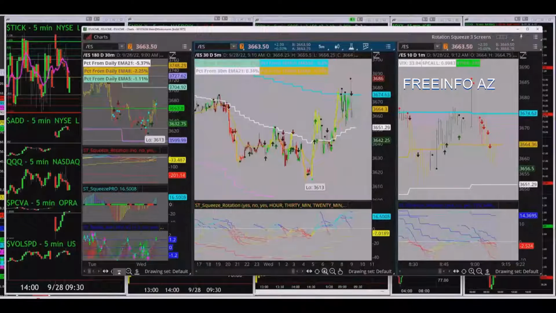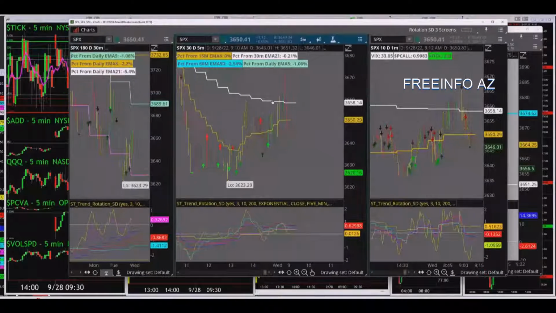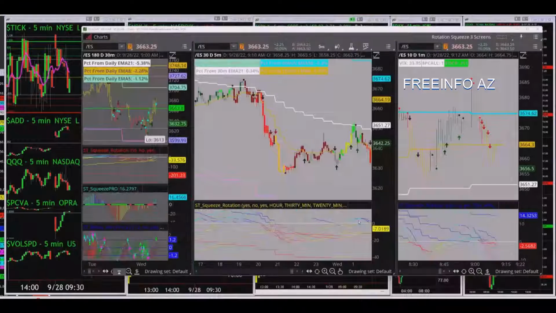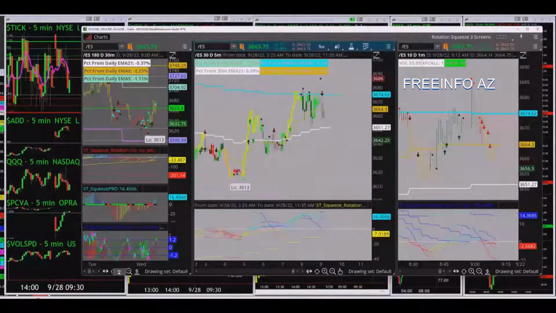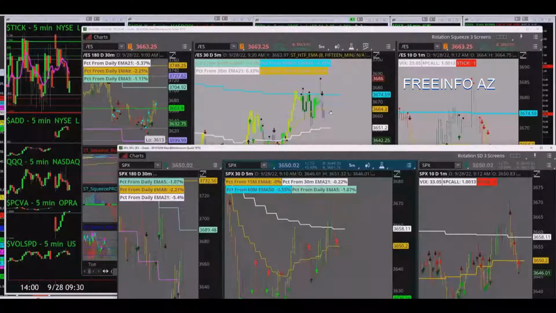Zoom in on here. And then if we look at the SPX here, you can see now they're starting to line up a little bit more. Once you get about 30 to 45 minutes into the cash session, you'll see the SPX is a little bit below its 21 EMA, and the ES is a little bit above. And usually about an hour or so into the day, they'll start to become more in alignment.